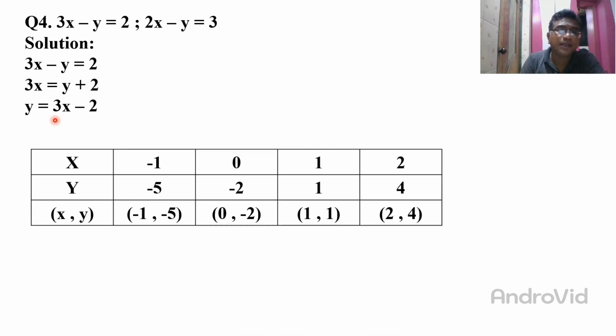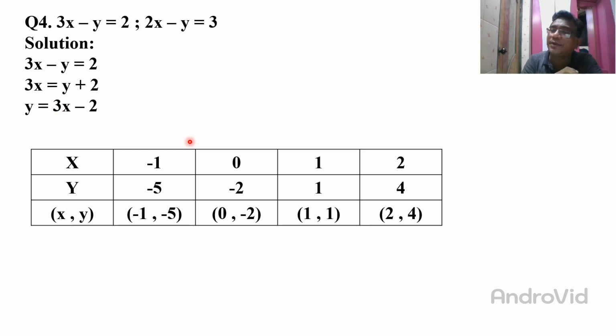Just see. Here is y is equal to 3x minus 2. This is the equation you get when you simplify. Do you know how to simplify? Minus y goes across as plus y, so 3x is equal to y plus 2. Afterwards, this plus 2 goes across as minus 2. So 3x minus 2 is y. Y is equal to 3x minus 2. With the help of that equation we can make this table.